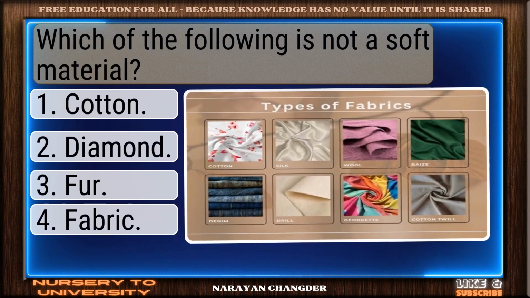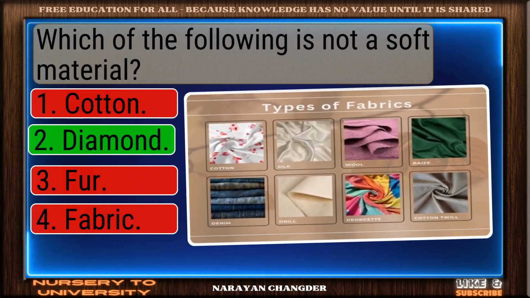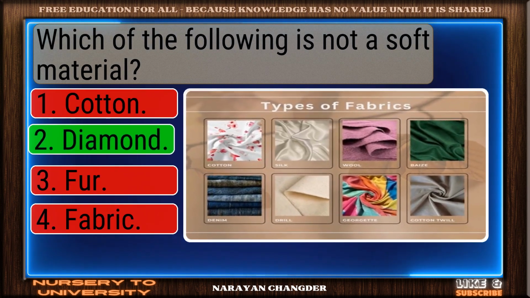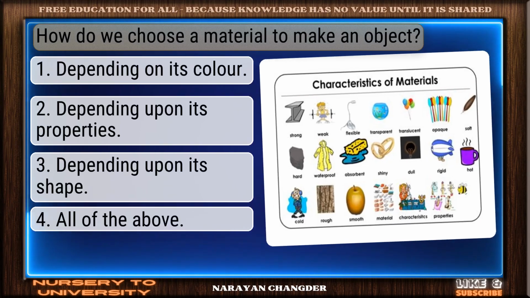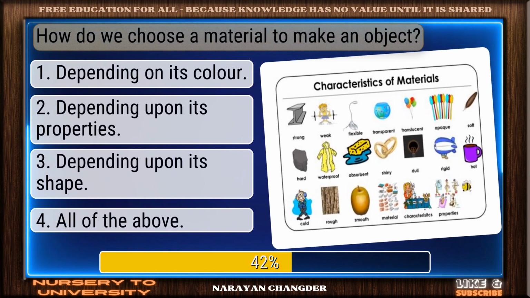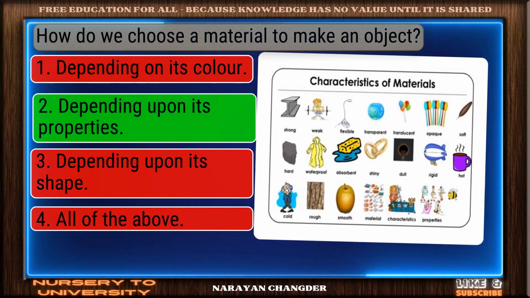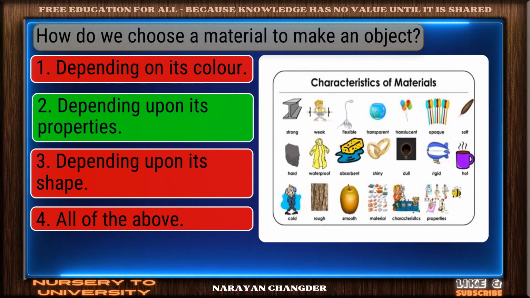Which of the following is not a soft material? Excellent choice. Diamond is the right answer. How do we choose a material to make an object? Solid response. Depending upon its properties is a valid choice.